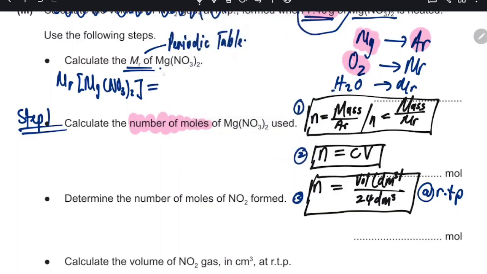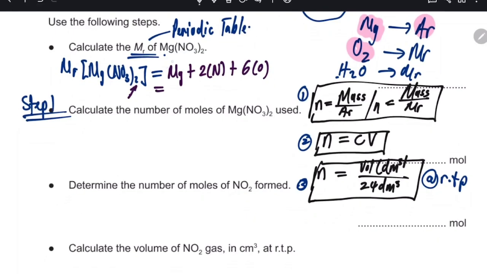First, mass of Mg plus, here we have 2 of N, so we have 2 nitrogens, plus here we have, listen, 3 times 2, you see, 3 oxygens inside and another 2 outside, which means 6 oxygens. So now let's get that. Let's go to the periodic table. Let's see the mass of Mg, nitrogen, and oxygen.